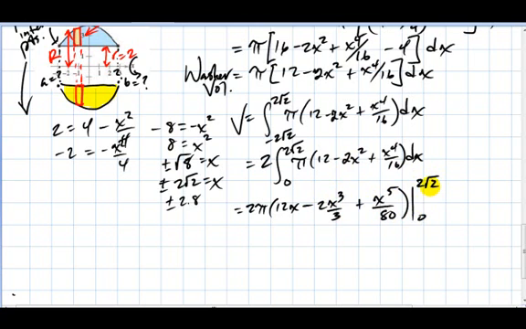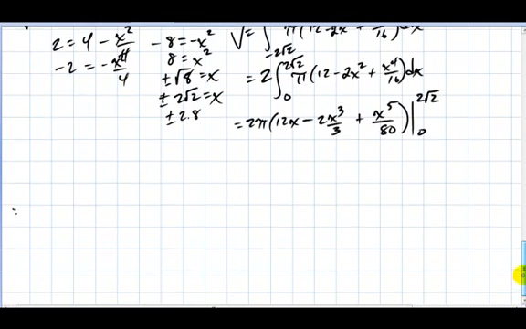And all I have to do is evaluate it at 2 root 2, because everything evaluated at 0 is 0. Alright, so let's see what we get. I'm going to start over here. So we have 2 pi, this is volume now, times, let me see, 12 times 2 root 2 is 24 root 2, minus 2 times the 2 root 2 to the third power.